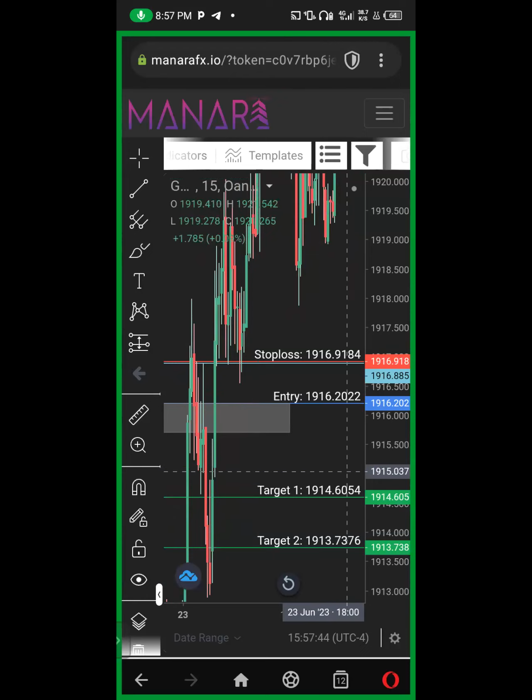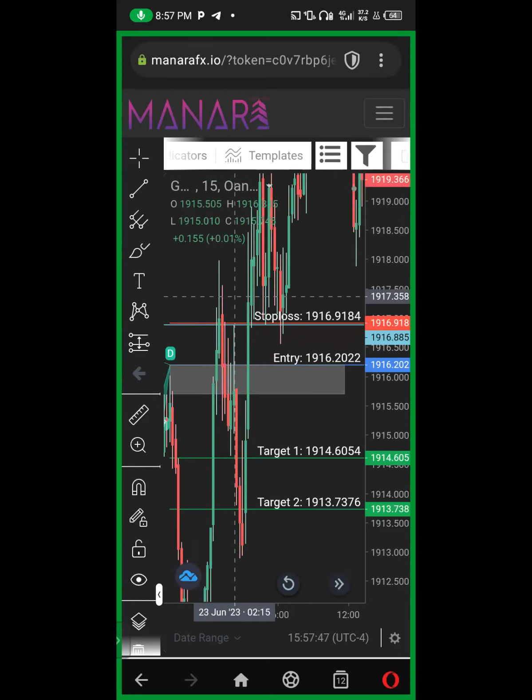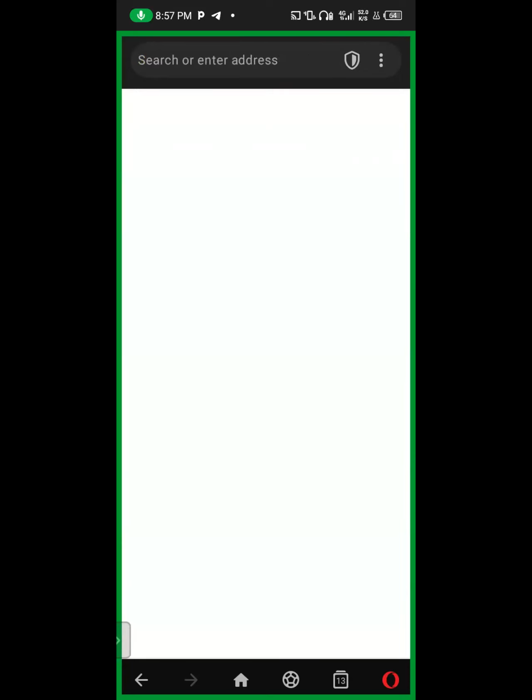And guys, guess what? This trade was a winning trade when it happened. Remember, this is a past trade because this was last week, Friday. Okay, what's this?